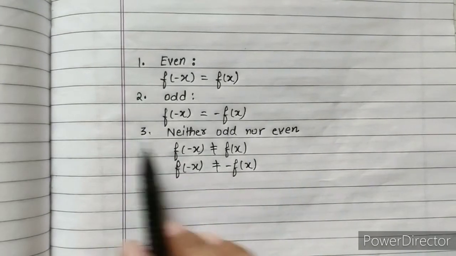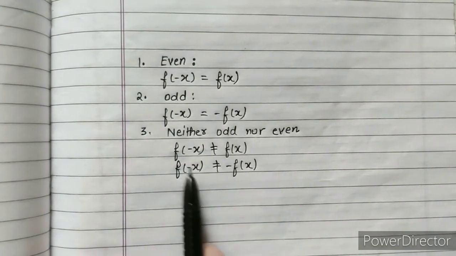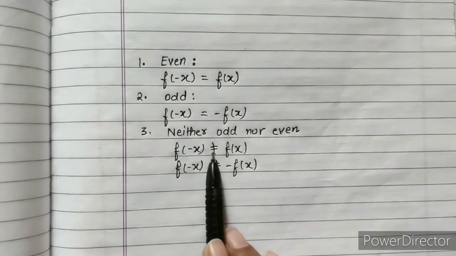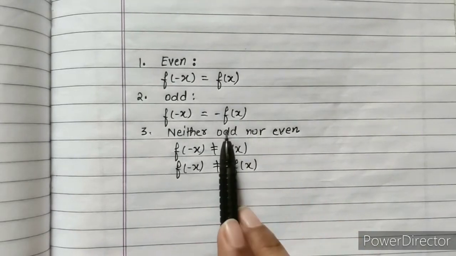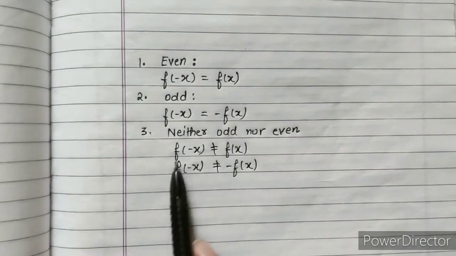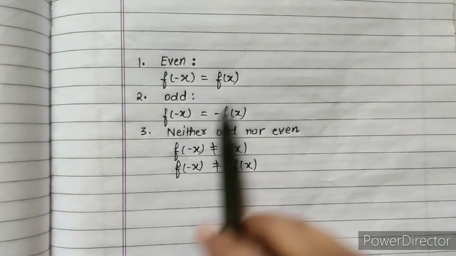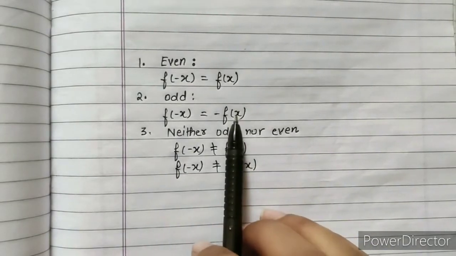In the third case, neither odd nor even, the function f(-x) will not be equal to f(x), neither will it be equal to -f(x). It means the function will not be equal to either this or this.